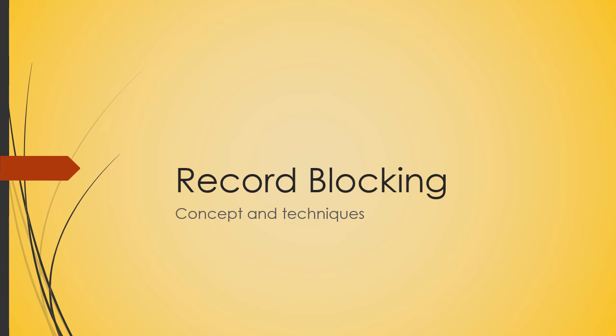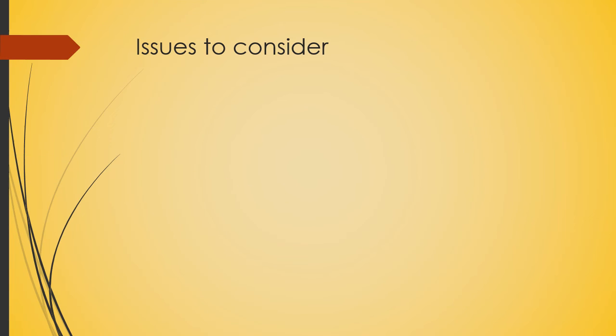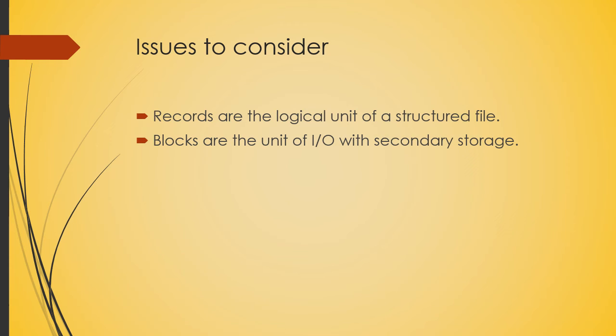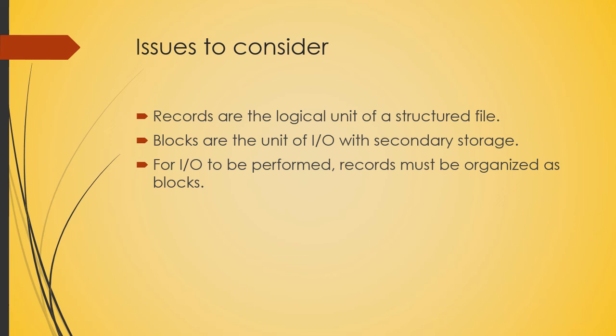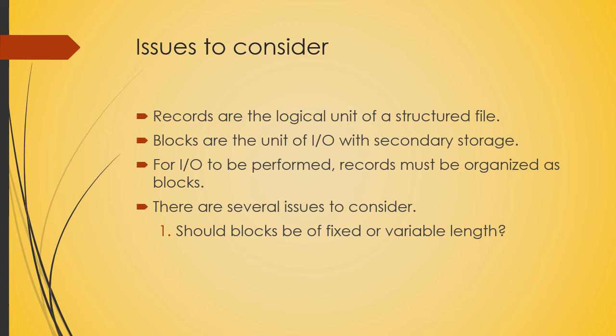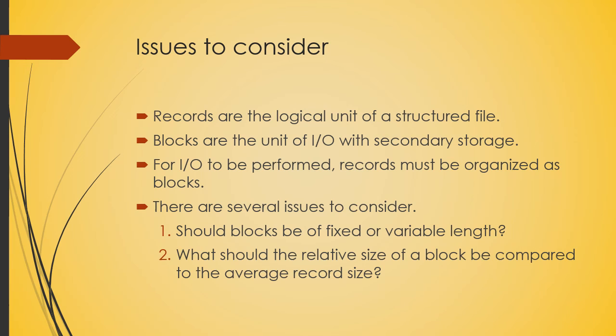We now talk about record blocking. Here are some issues to consider. Records are the logical unit of a structured file. Blocks are the unit of input and output with secondary storage. For I/O to be performed, records must be organized as blocks. There are several issues to consider. Should blocks be of fixed or variable length? What should the relative size of a block be compared to the average record size?